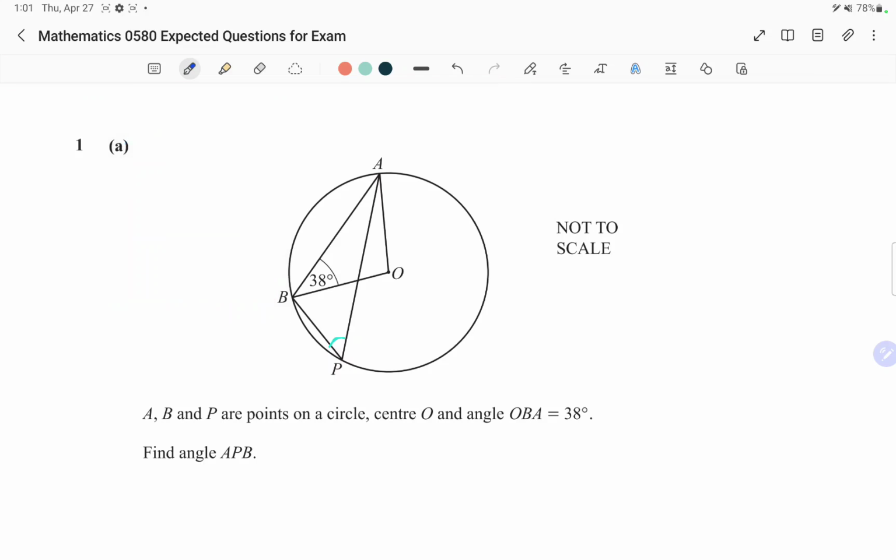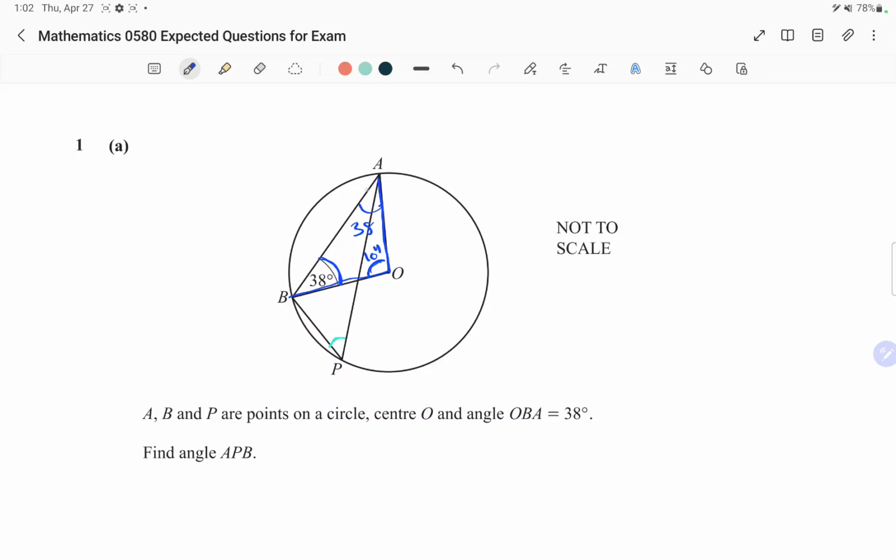So which rule are we going to apply here? Please try to understand. This is radius and this is radius, so this is an isosceles triangle. So if this is 38, then it will be 38, right? So this will be how much, guys? 180 minus 38 minus 38, which is 104. So this angle is 104.